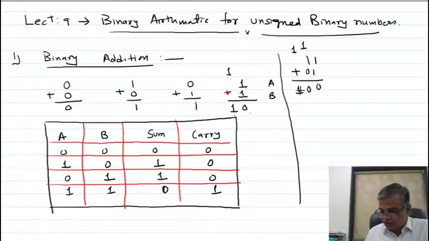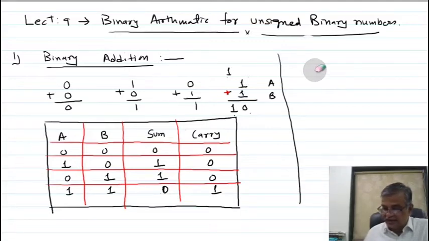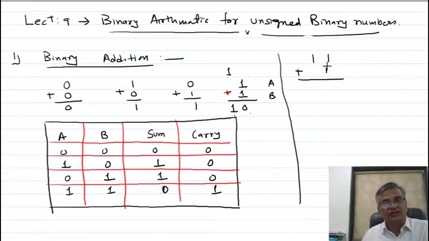Again I am showing you. Suppose somebody wants you to do the addition of 11 plus 1, means 1 1 plus 1. You have to start your addition from the right-hand side. 1 plus 1, you know it is 0 and carry is 1. I am writing the carry as you do the same thing in a decimal number. So 1 plus 1 is 0, carry is 1.